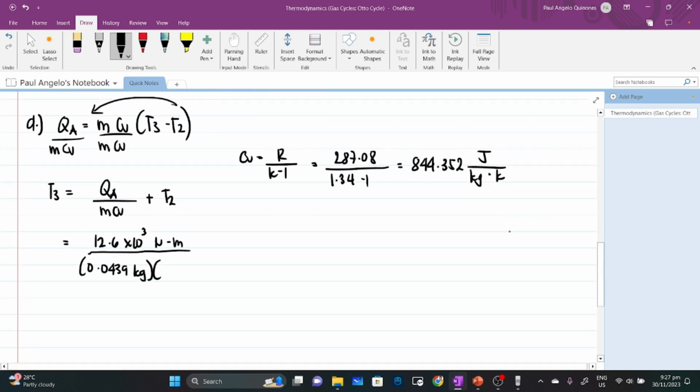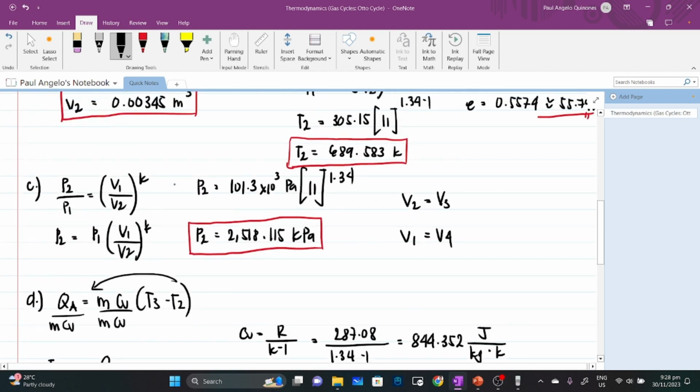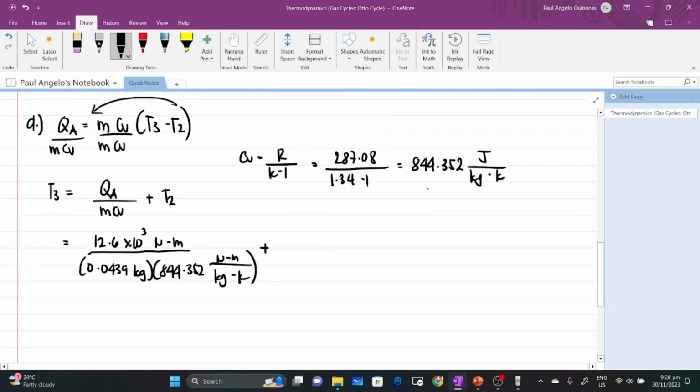So let's plug it into our equation. We will have 12.6 kilojoules over 0.0439 kilograms times 844.352 joules per kilogram Kelvin, plus T sub 2, that is 689.583.